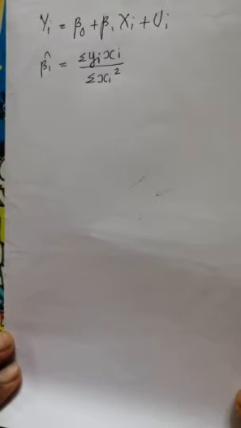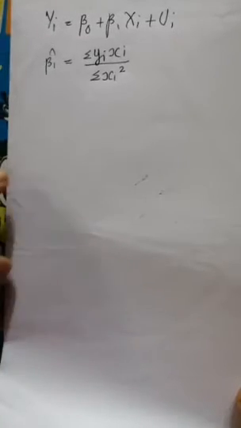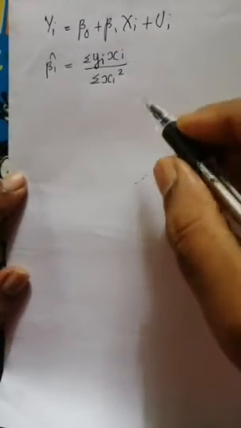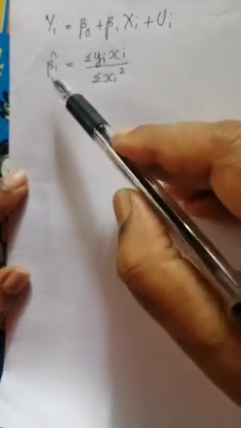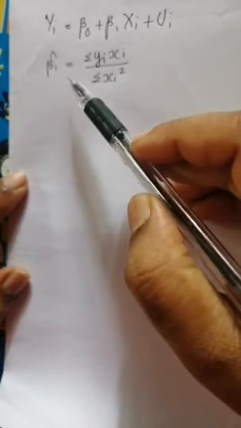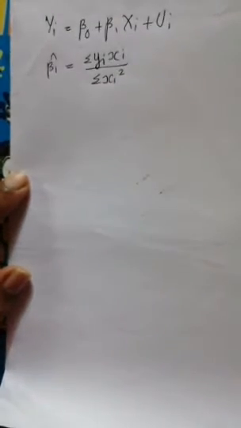Very good afternoon, friends. Today we are going to discuss how to estimate the two variable regression model and obtain a formula for the slope coefficient by using the shortcut method. In the shortcut method, in deviated form, we can use this formula to find the estimate of the slope coefficient, that is beta 1 hat equal to sigma yi xi divided by sigma xi square.